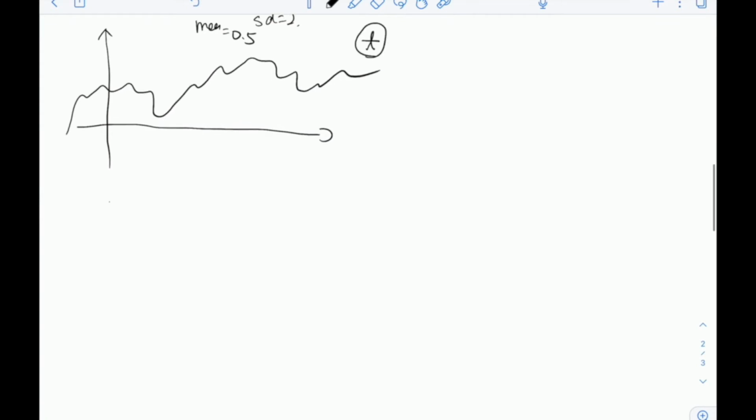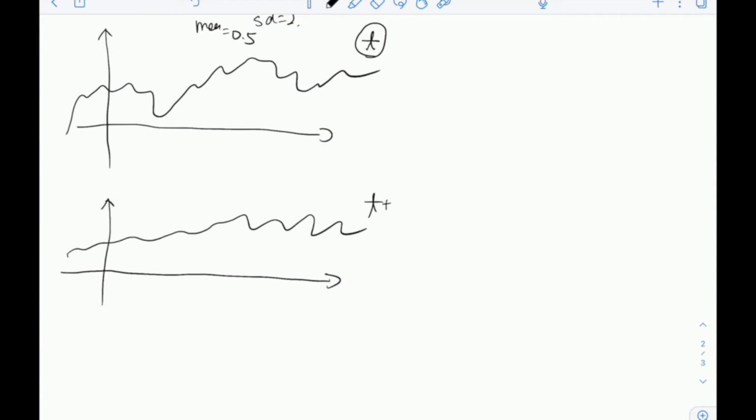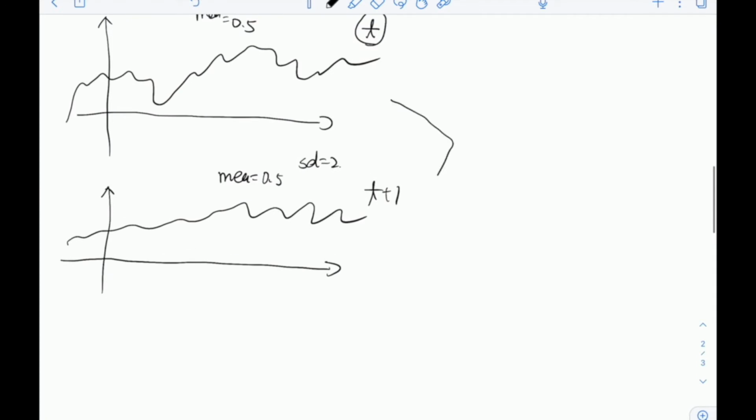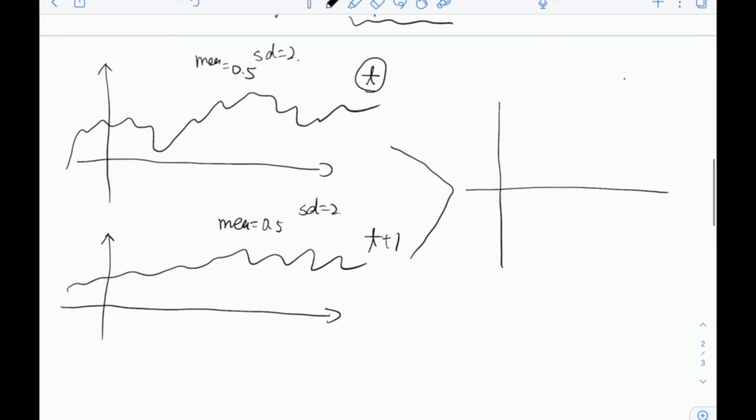When time is equal to t plus 1, the mean value should also be 0.5. The standard deviation is also 2, because the two days of data will not change too much. So how do we use these two things to predict t plus 2? How to predict?